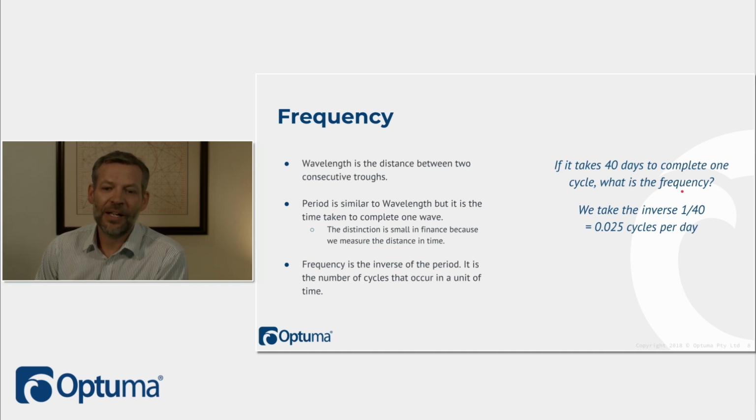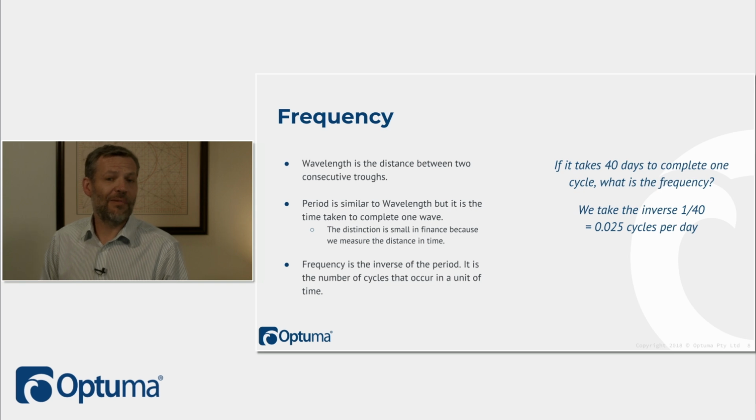So an example here: if it takes 40 days to complete one cycle, what is the frequency? Well, all we do is 1 over 40. So that means that it's 0.025 cycles per day. And another easy way to work it, if it took 4 days to complete a cycle, what's the frequency? Well, it's a quarter cycle per day that's happening, so 0.25. You can see how the math works there.